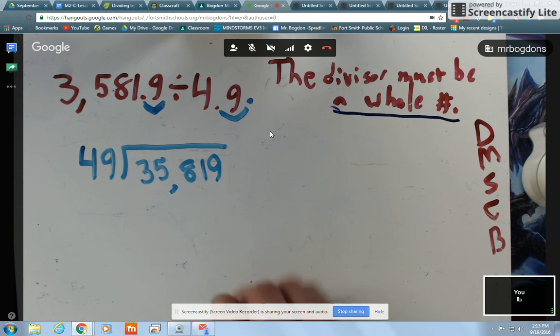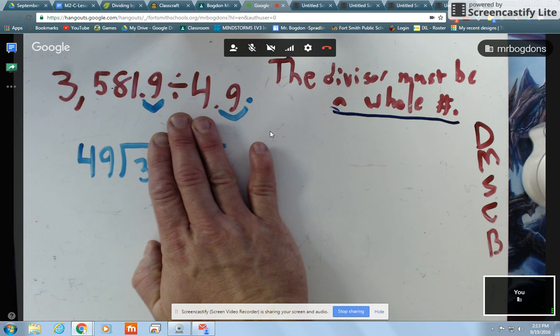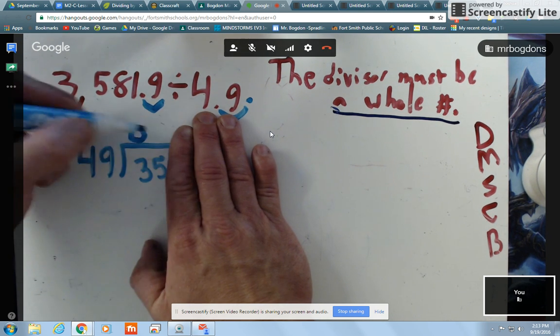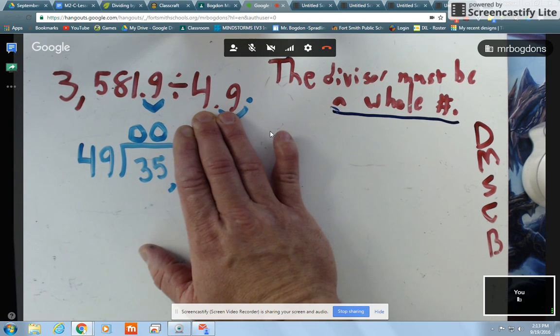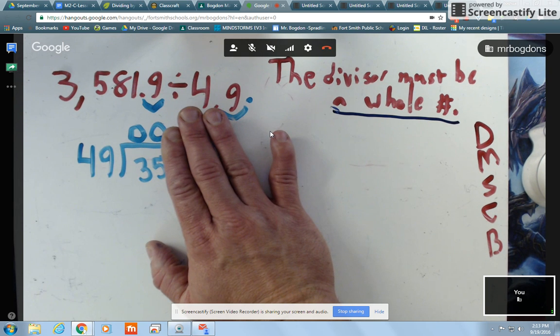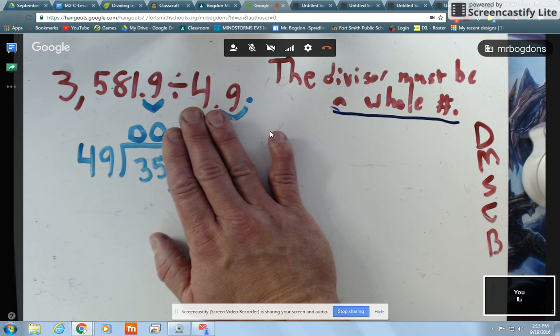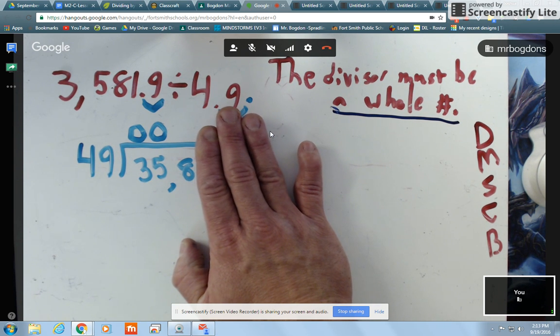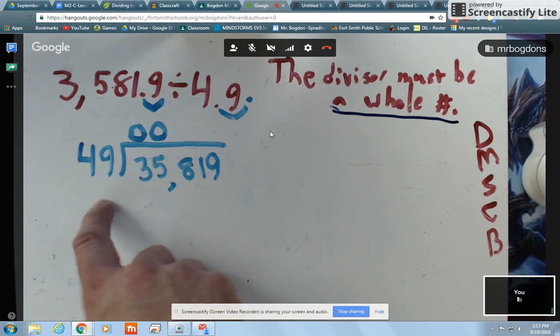Okay, let's make this big problem a small problem. Will 49 go into 3? Will it go into 35? No. The only reason I bother writing the zeros is because it will help me help you understand that we need to keep all our place values lined up, right? So it's important to go through these steps just so we don't mess up our place values. Will 49 go into 358? Yes.